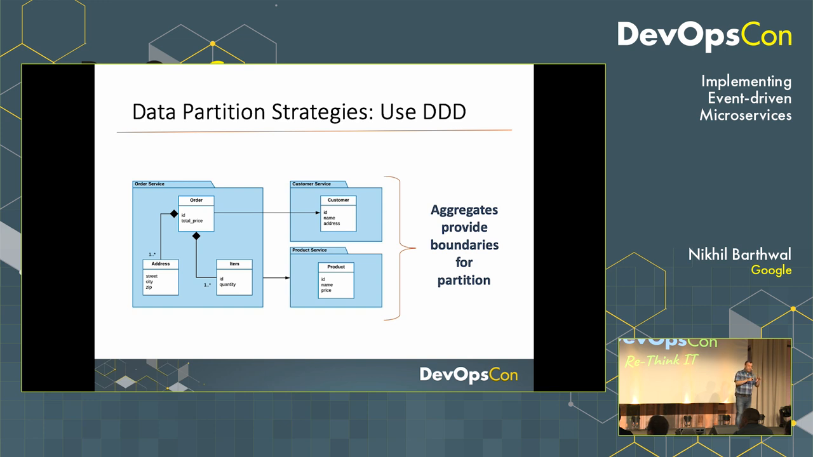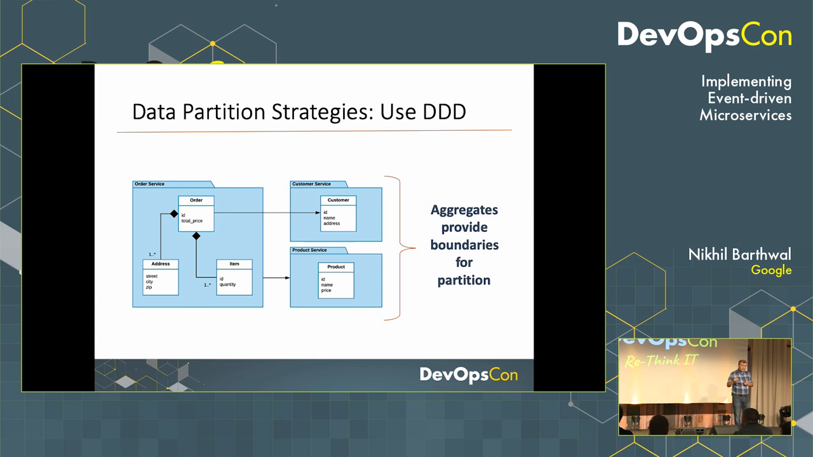So essentially, what you could do is when you're designing your system, you build a model of it, you identify the aggregates, and then each aggregate can basically be implemented as one service. So you now have a natural way of basically decomposing your system into a set of services.